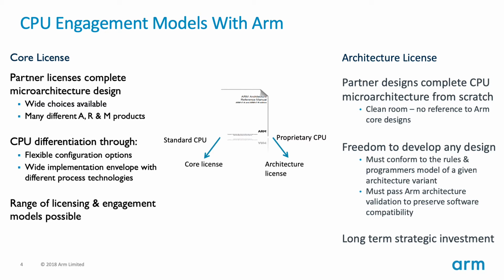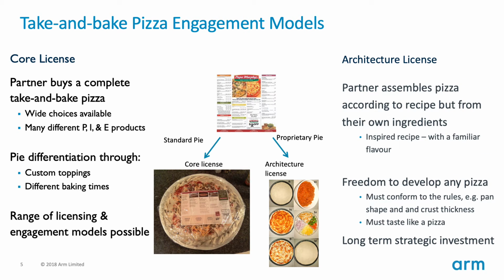Now, I kind of like to think of this in a silly way as a take and bake pizza. Okay, so ARM is like the take and bake pizza of the CPU world. The core license would be if you were just to take a frozen pizza, and then if you felt like it, you could add your own toppings, you could bake it for different times, but what comes out at the end is still more or less what you started with. It just has a few distinguishing features.